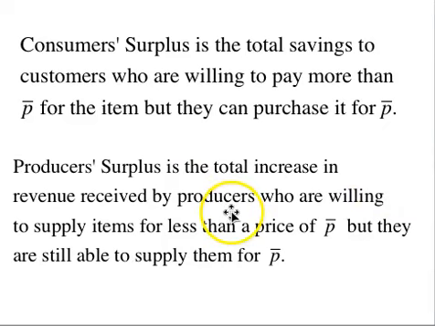Whereas the producer surplus is the total increase in revenue received by the producers who are willing to supply items for less than a price of P bar, but they are still able to supply them for P bar. So they would have supplied them for a lower price, but the fact they can supply them at this price, this is the additional increase in revenue they get for that.